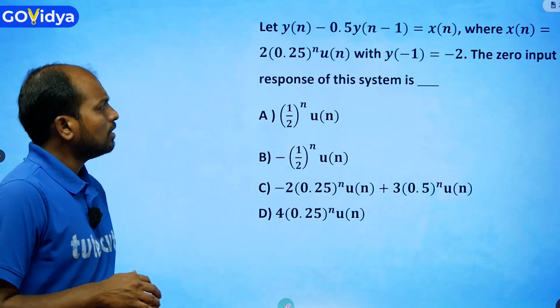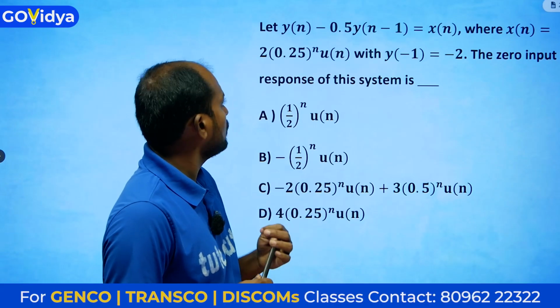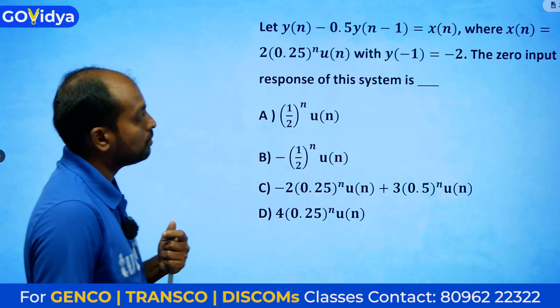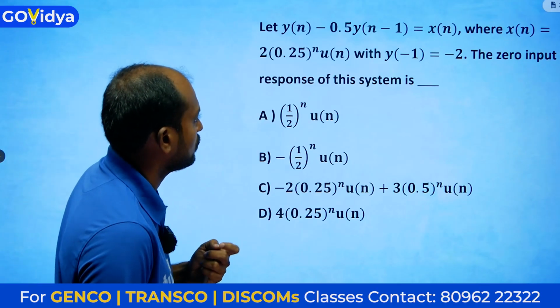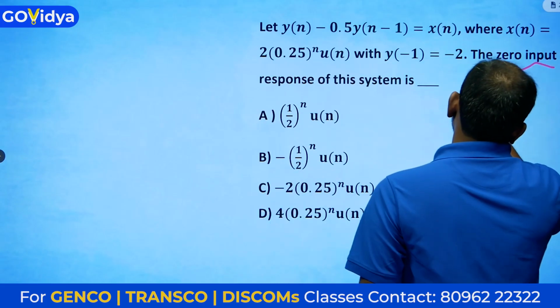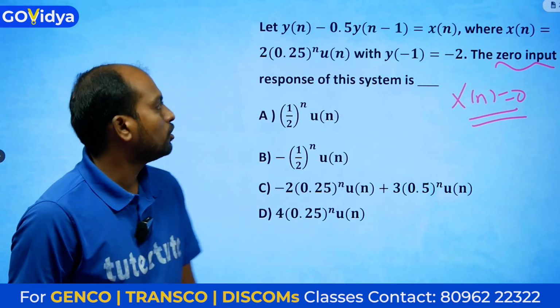Let y of n minus 0.5 y of n minus 1 is equal to x of n, where x of n is equal to 2 into (0.25) whole power n u of n, and y of minus 1 is equal to minus 2. The question asks for the zero input response of the system. Zero input response means x of n is nothing but 0. We have to take the initial conditions. How should we take the initial condition?